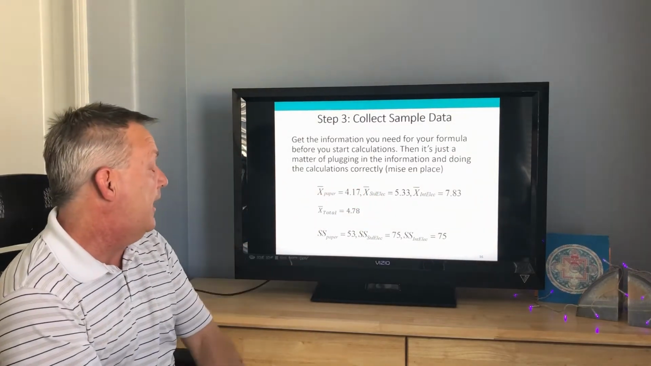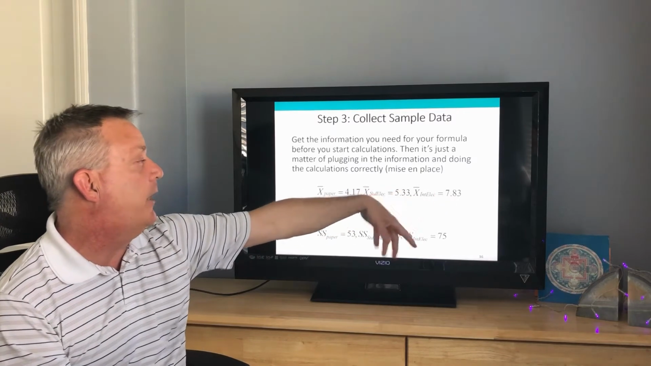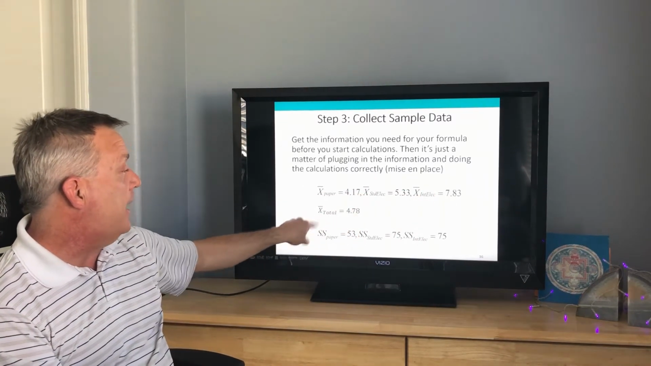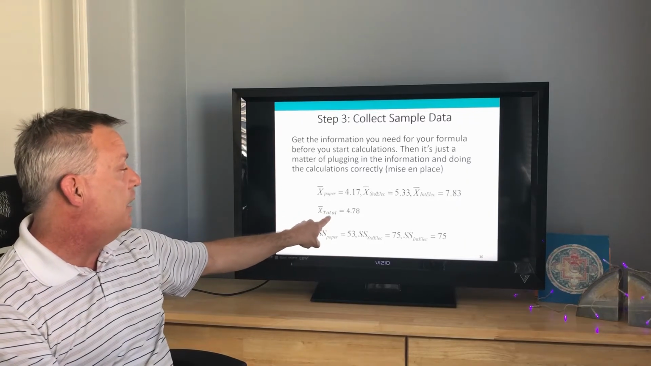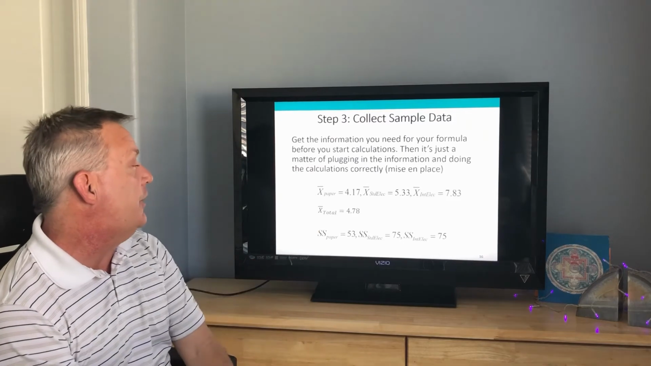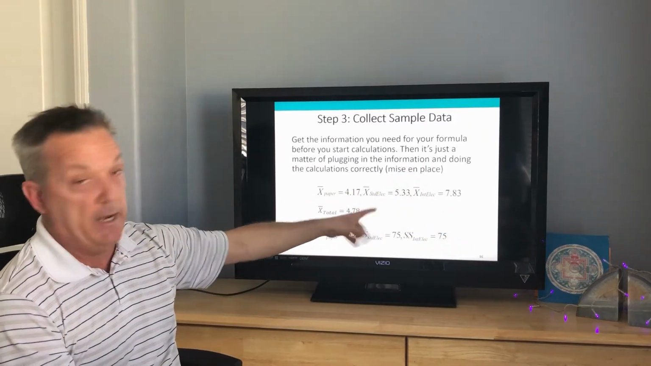Who knows? We'll take a look at it. And then you have the means of ratings for each group. And then you have the X with a bar with a sub total, which is another word for the grand mean, which you need to find. And that's adding these all up and dividing, and then that's your grand mean.